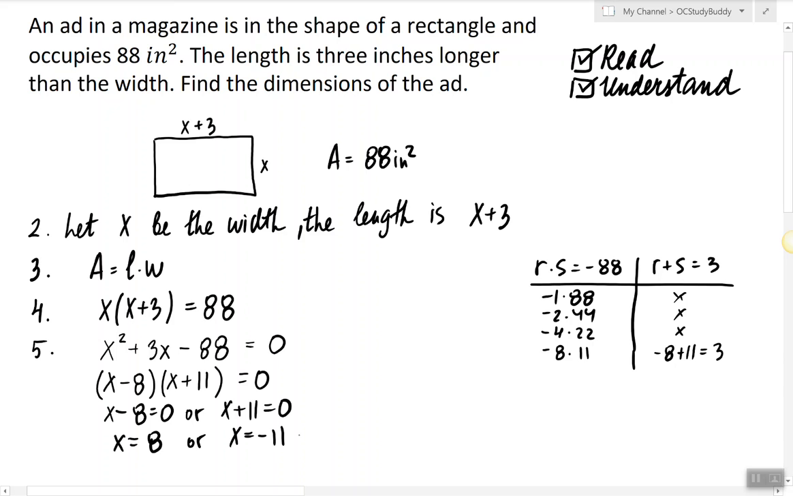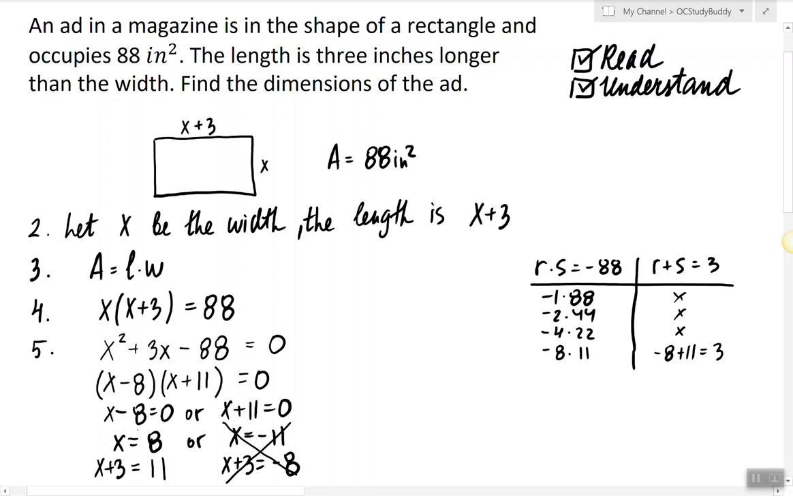Since the question is asking to find the dimensions of the ad, that means the answer is not just x but also x plus 3. But when you start adding 3, we get 11 for one of them and negative 8 for the other one. And it is pretty clear that the pair of numbers negative 11 and negative 8, while they do solve the equation, they do not satisfy the conditions of the domain of the original variable. That is, the negative values cannot represent the width and length. Such a solution is called an extraneous solution, so we're not going to consider that one.